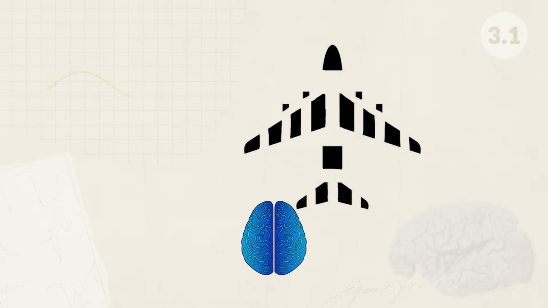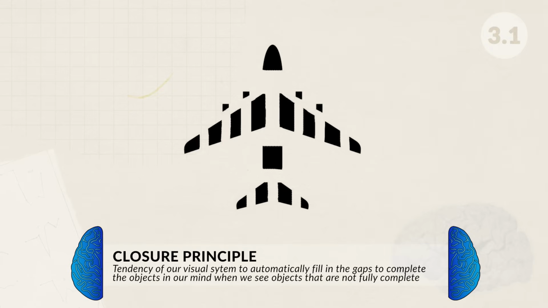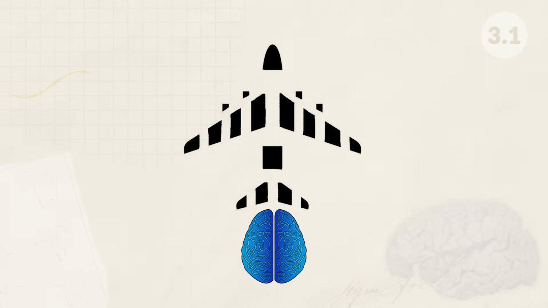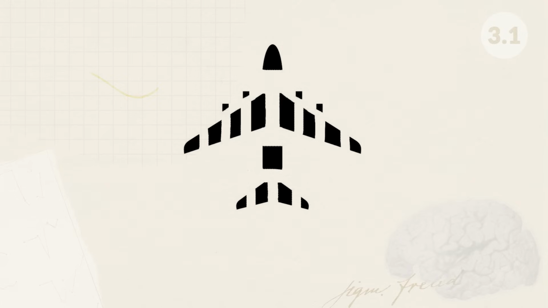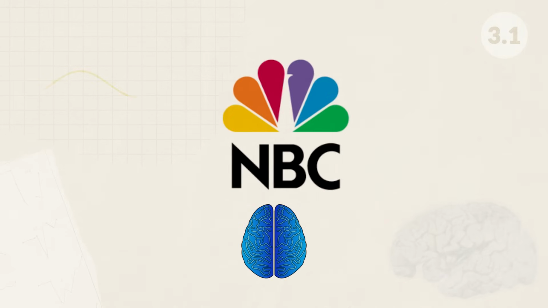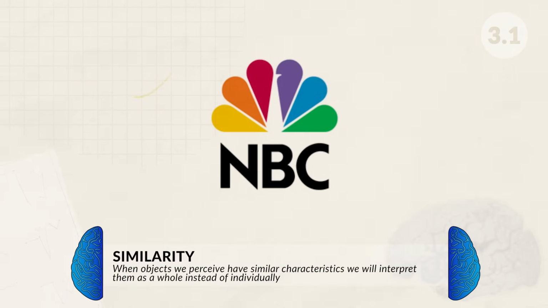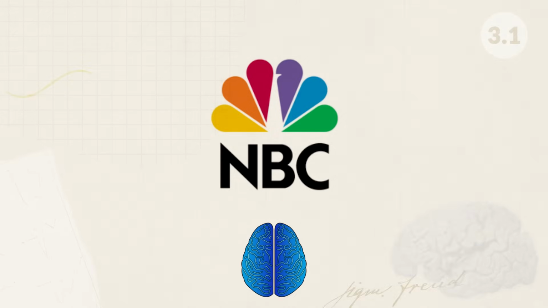The closure principle is the idea that our brain will subconsciously fill in missing information when looking at a familiar object that is incomplete. For example, when looking at this image of black lines and shapes, you can probably see an airplane, even though this image is incomplete. Similarity is why when we are viewing objects in a group or specific pattern, it looks like one object, even though the group or the pattern is separate.